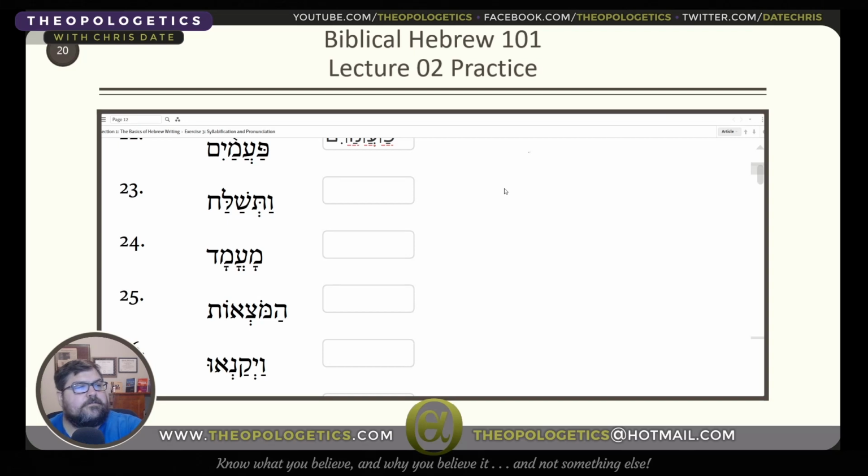This is vat shalach. So vat is the first syllable. Shal is the second syllable, and then lach. Vat shal lach is the syllables. Vat shal lach.